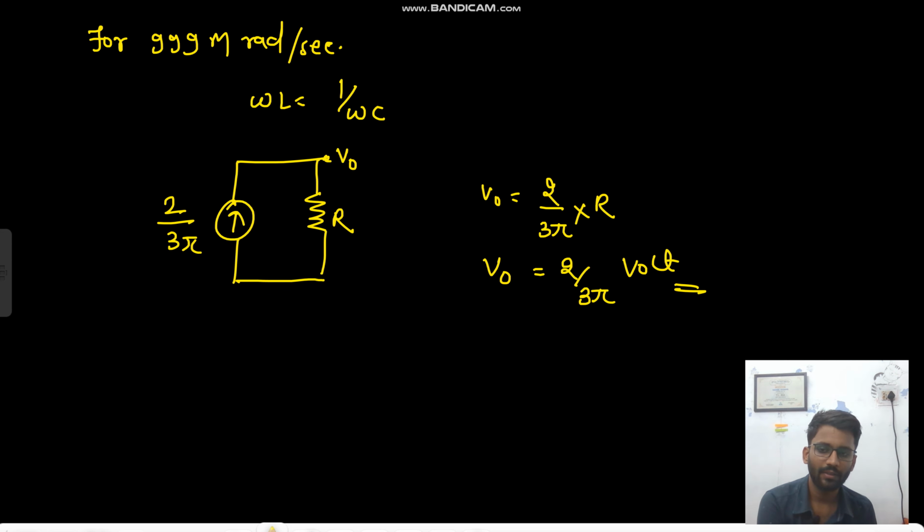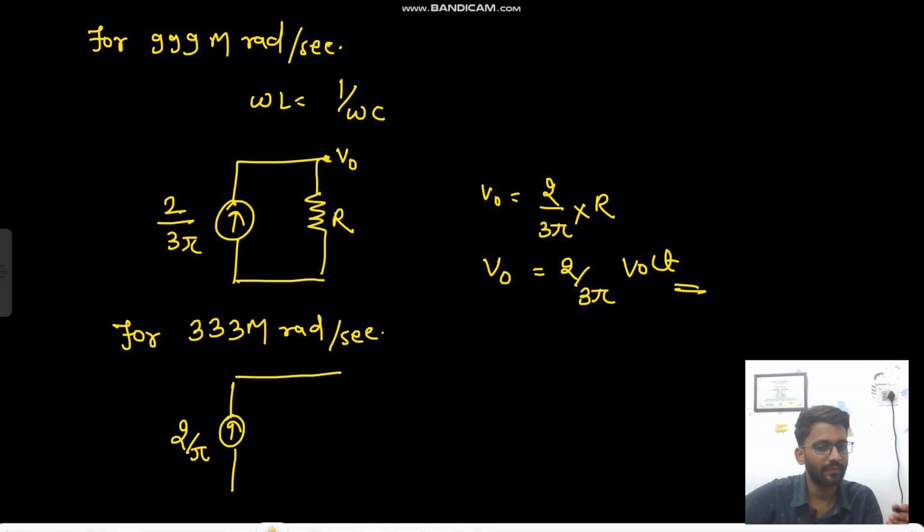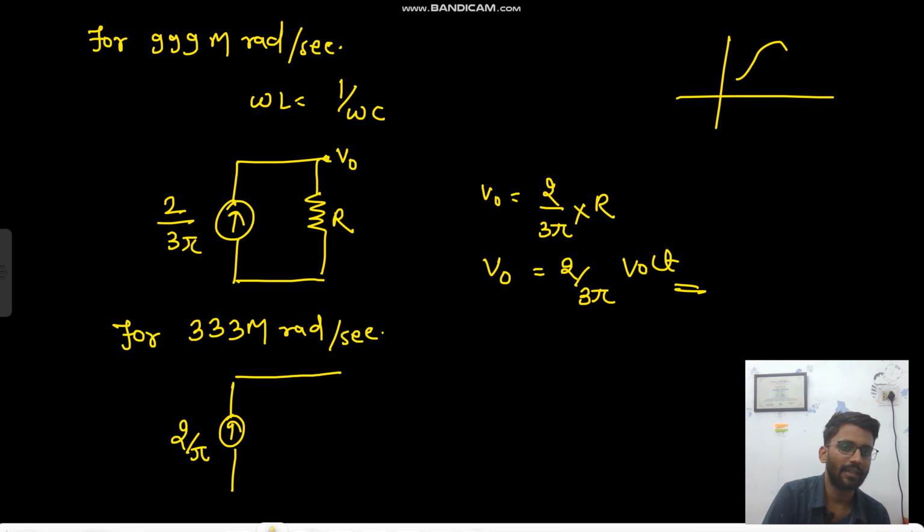And now at 333 mega radian per second. Okay, your circuit will be something like this. What will be the value of current? 2 by pi, right? Now for all the frequency components, the current is not the same. Okay, the analysis that we did, the graph that we drew, something like this, that was for the condition that the current for all the frequency components is the same. But here the current is not the same for all the frequency components. The current is changing, 2 by 3 pi, 2 by pi.